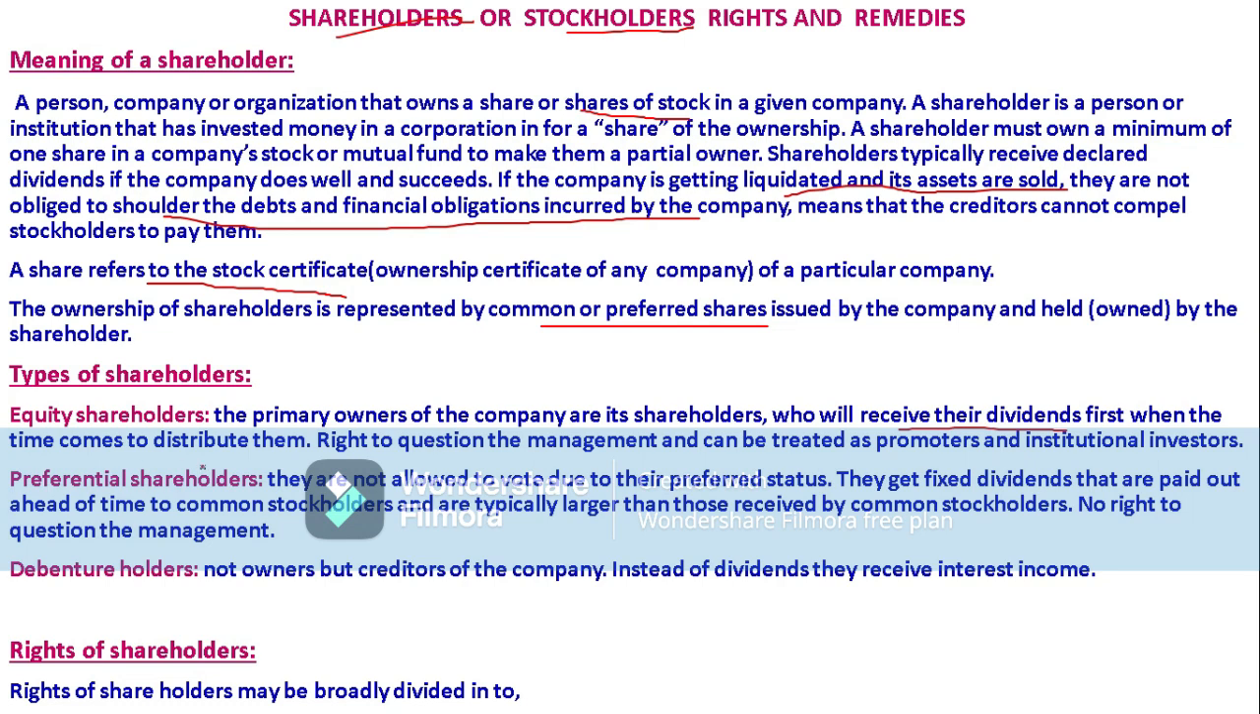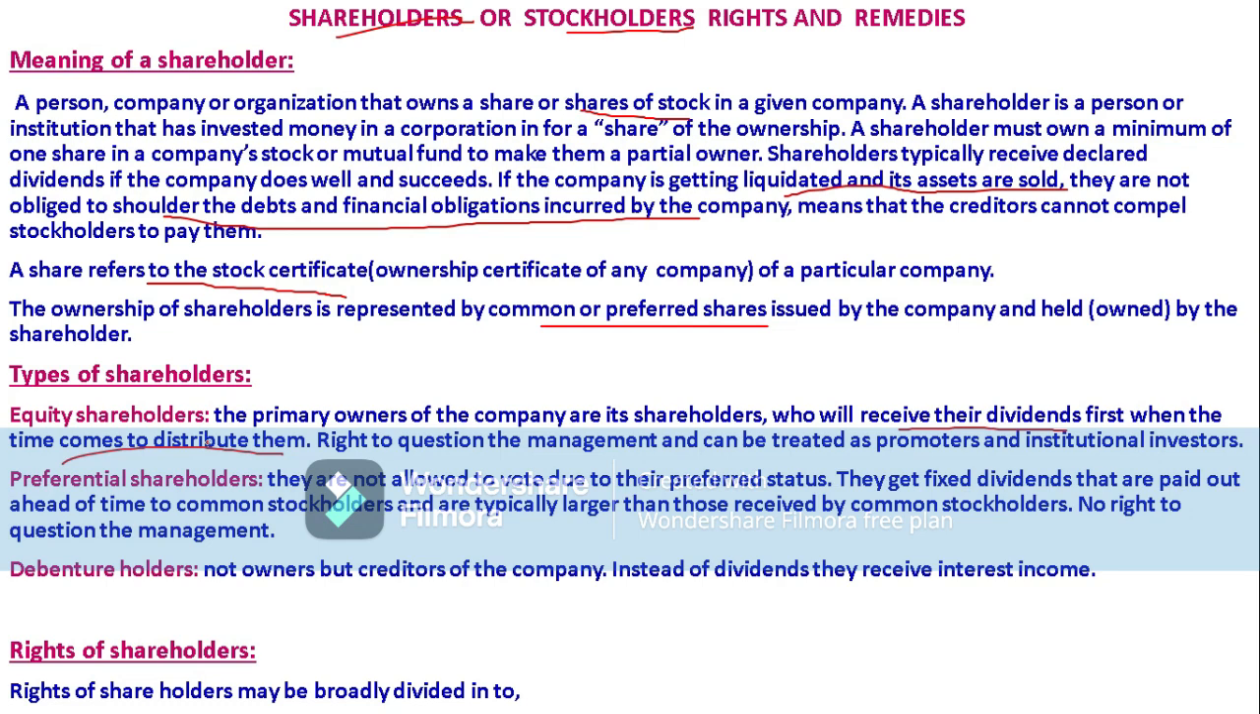When the time comes to distribute assets, at times of insolvency, first preference is given to preferential shareholders. Their accounts will be settled first. After that, if there is any amount left, it will be given to the equity shareholders. If there is no amount after paying preferential shareholders, there will be nothing for equity shareholders. So you can say that equity shareholders are the primary owners of the company.